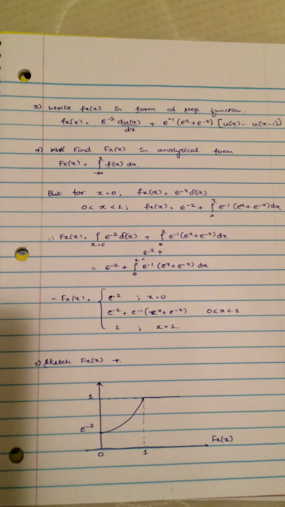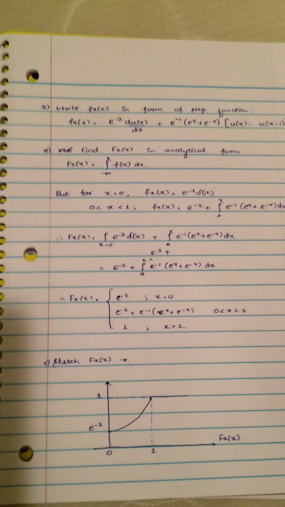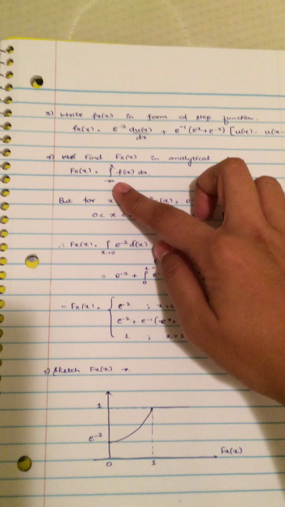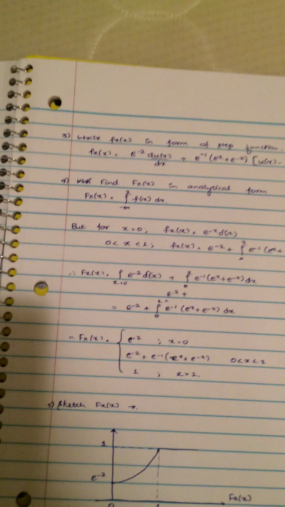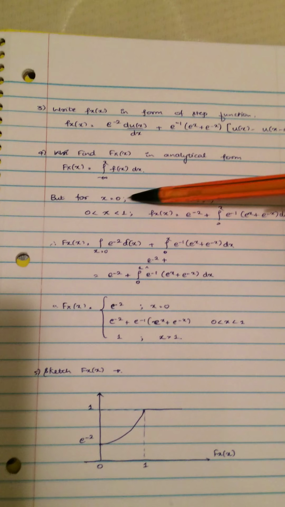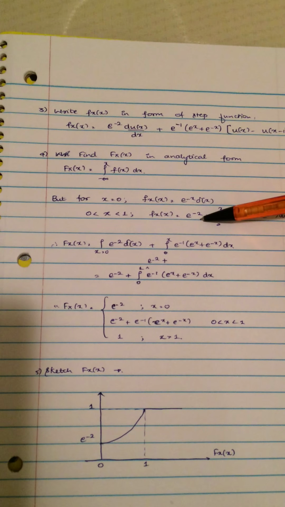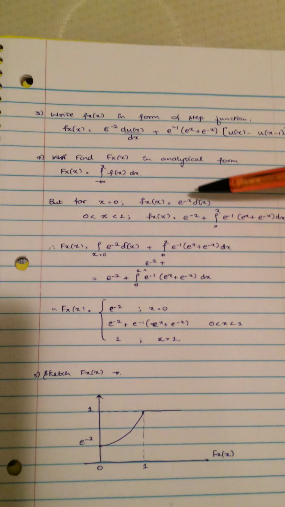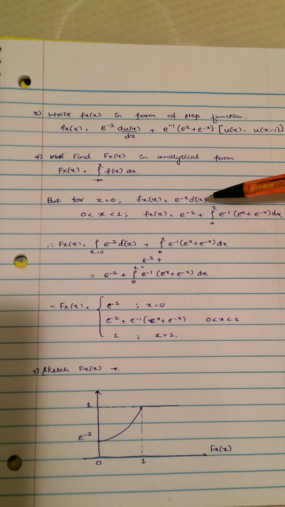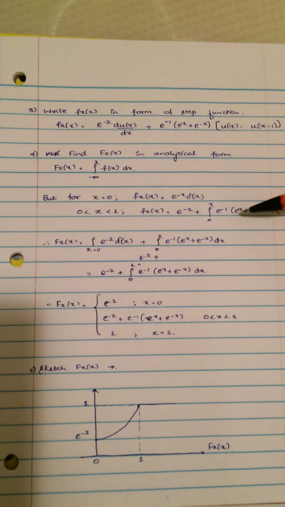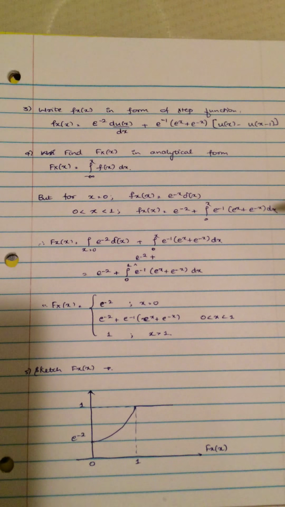The fourth sub question is to find capital F of x in analytical form. We know that capital F of x will be the integration from minus infinity to x of small f of x dx. For different values of x, we get different values of F of x. For x less than 0, we get F of x as 0, and between 0 to 1, you'll get it as e to the power of minus 2 plus the integral from 0 to x of e to the power of minus 1 into e to the power of x plus e to the power of minus x dx.